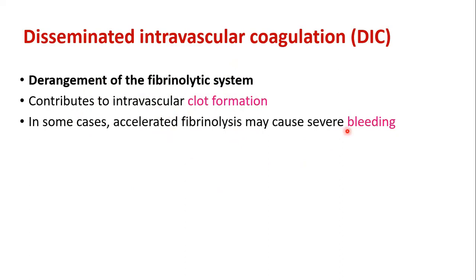That's why in some cases it ends up as consumption coagulopathy. What happens in consumption coagulopathy? Because clot is formed, the fibrinolytic system destroys the clot. So there are no coagulation system proteins left behind, and the fibrinolytic system is activated. Indirectly, they end up with deficiency of coagulation proteins and cause a bleeding tendency.